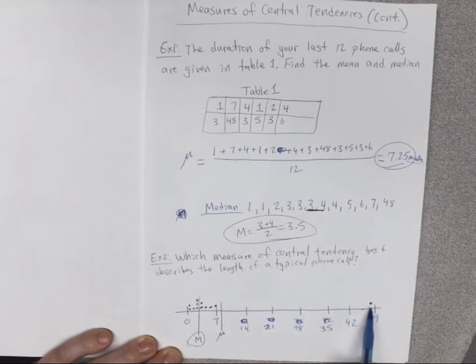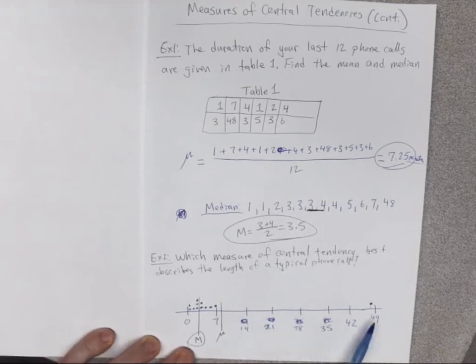If I were to change this 48-minute phone call to say 148 minutes, then that would change the mean all the way to 15 minutes. But it would leave the median in its exact spot. So the further and further this phone call or this outlier gets pushed further out, the mean's going to chase it, but the median will stay put.